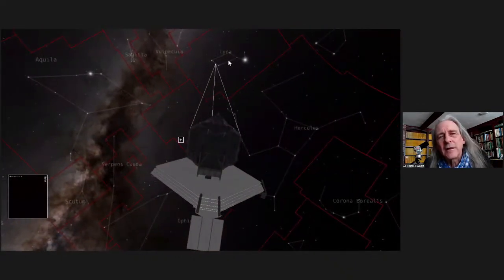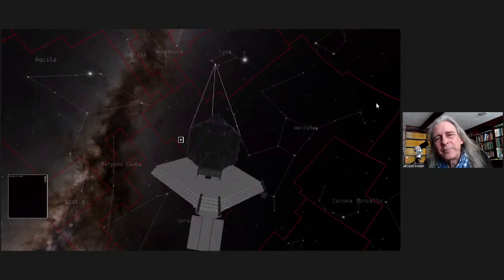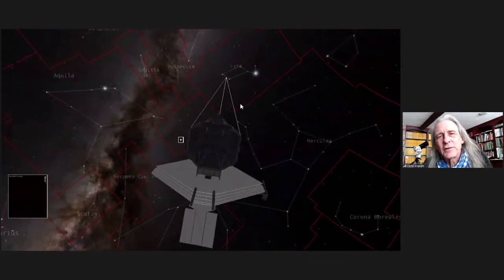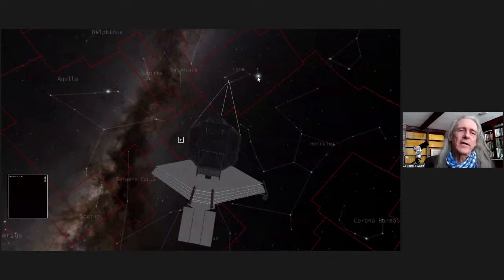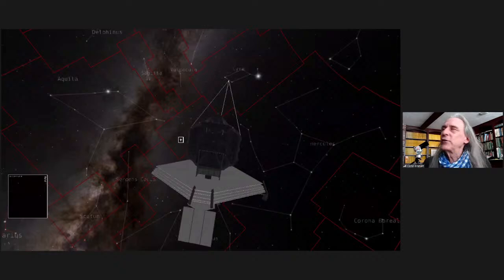I've just aimed it in between Chiliac and Sulafat. These are two stars in Lyra in the summer constellation. Some of you may know that just between those two is something called the Ring Nebula. So I'll just bring up the ring for a second. Oh, here we go. And so we'll look at that.